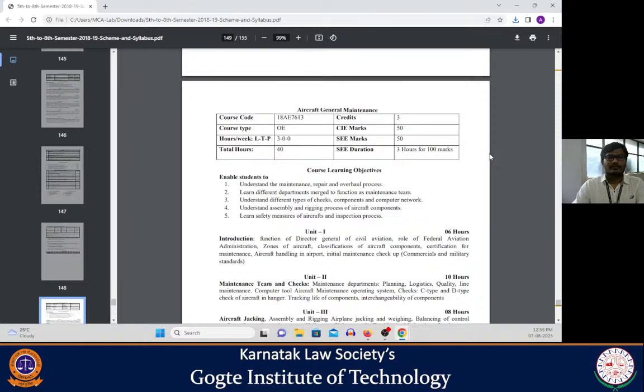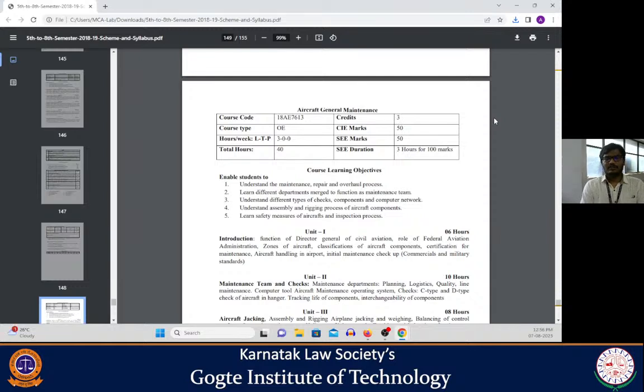Yeah, good afternoon, one and all. This is Anil Kumar Nakala from the Aeronautical Department. This semester we are floating one more open elective, that is aircraft general maintenance. This is the second time we are floating it. Last year also we floated the same course.